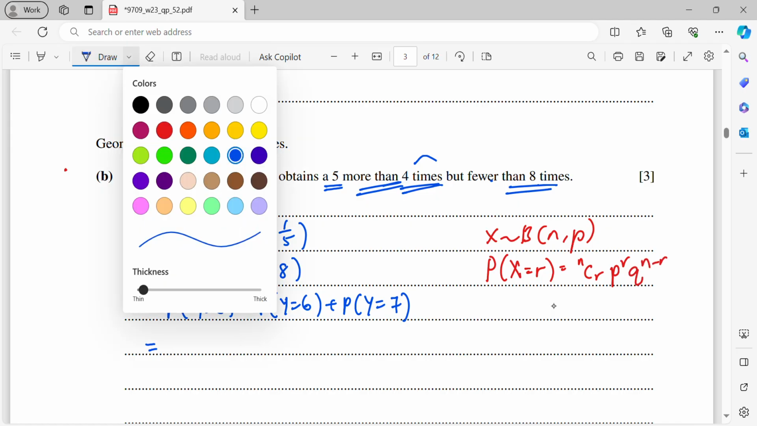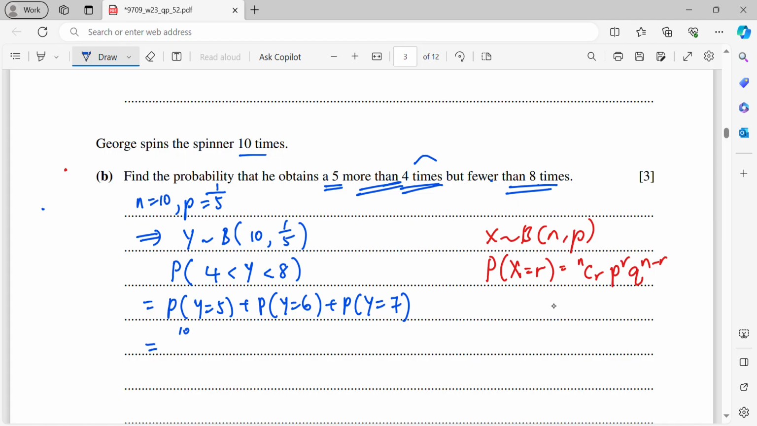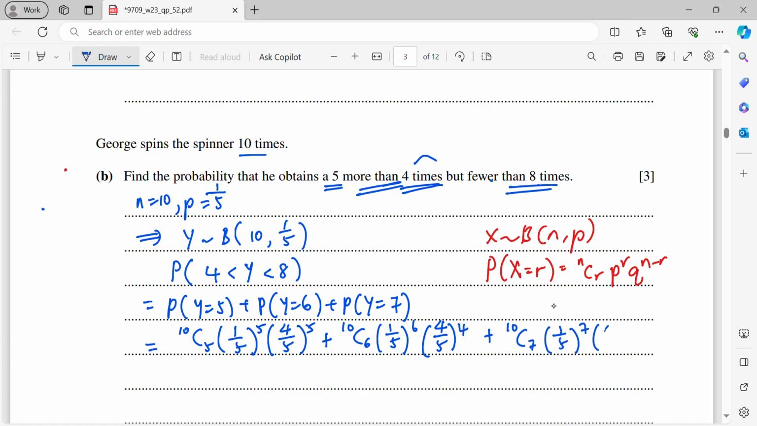Alright, so from here, I will be getting 10C5. The P is 1 over 5 to the power 5 for successes. Failures will be another 5 because you consider 10 spins. Then plus 10C6, then 1 over 5 to the power 6, then 4 over 5 to the power 4. Okay, plus 10C7, then 1 over 5 to the power of 7, 4 over 5 to the power of 3.